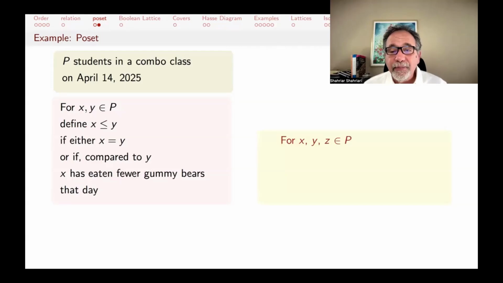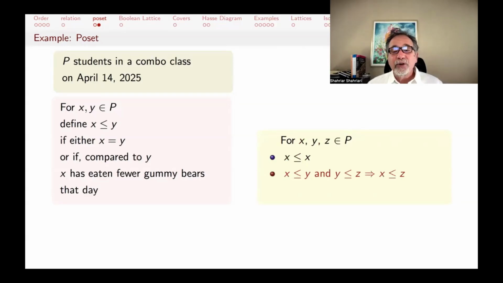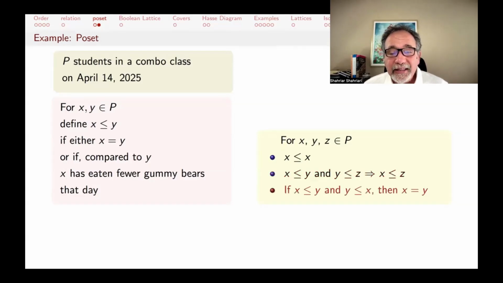So let's see if this is a partially ordered set. First of all, by definition, everybody is less than or equal to itself. And if X is less than or equal to Y and Y is less than or equal to Z, then X is less than or equal to Z. Because in either one of those cases, either the two are actually equal, or one has eaten fewer gummy bears than the other. If X has eaten fewer gummy bears than Y and Y has eaten fewer gummy bears than Z, then X has eaten fewer gummy bears than Z.